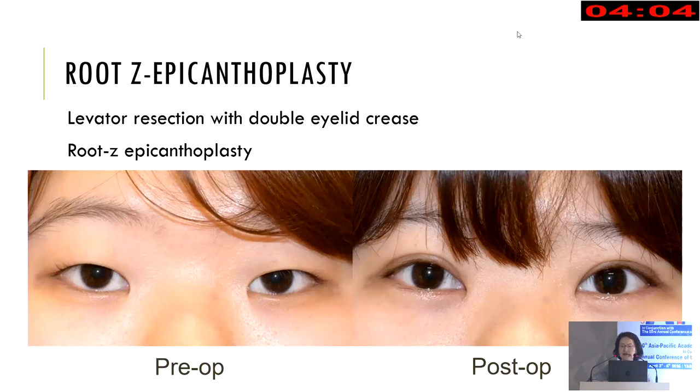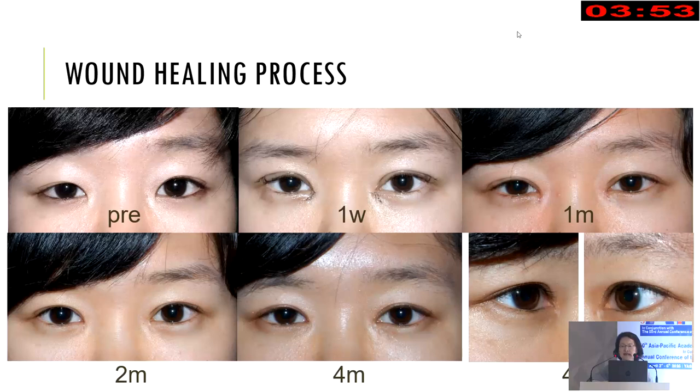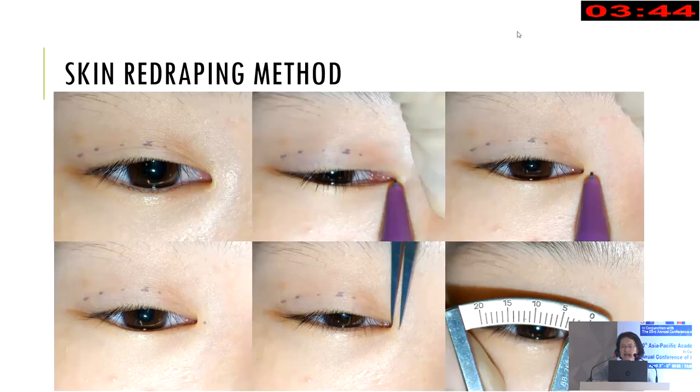A 25-year-old female patient underwent levator resection and double eyelid crease and root Z epicantoplasty. On-fold type double eyelid crease is formed. This is the wound healing process of the root Z epicantoplasty. At 4 months after surgery, you can hardly see the scar at the medial canthus.